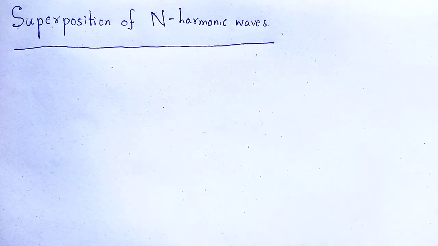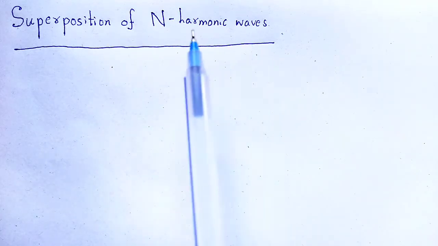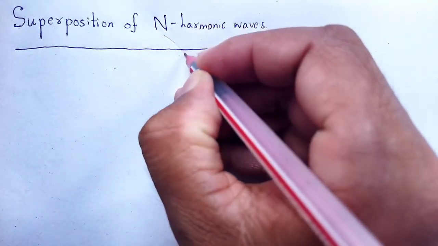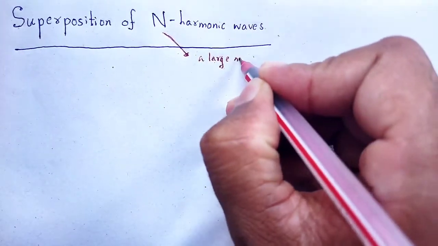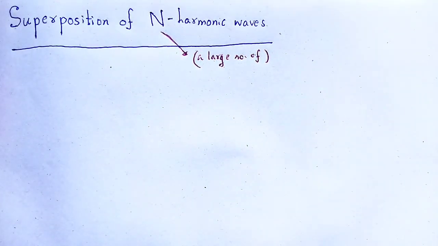In this video, we are going to discuss superposition of N-harmonic waves. Let's begin. Superposition of N-harmonic waves means a large number of simple harmonic motions. Here N stands for a number of simple harmonic motions. Let us consider a number of simple harmonic vibrations of equal amplitude.